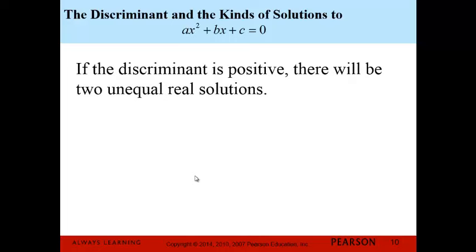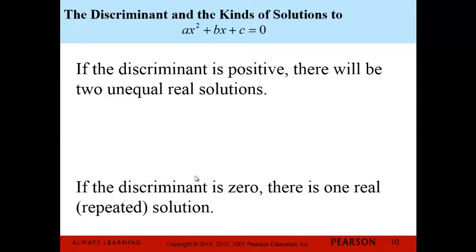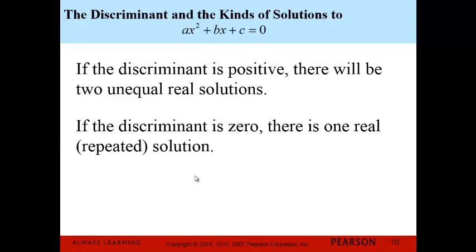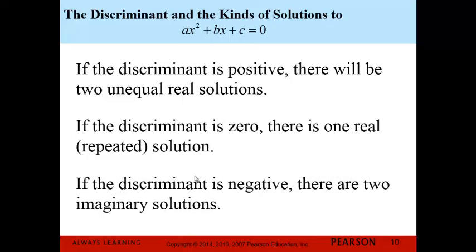If the discriminant is positive, there will be two unequal real solutions to the equation. If the discriminant is 0, there is one real solution, often called a repeated solution. And if the discriminant is negative, there are two imaginary solutions.